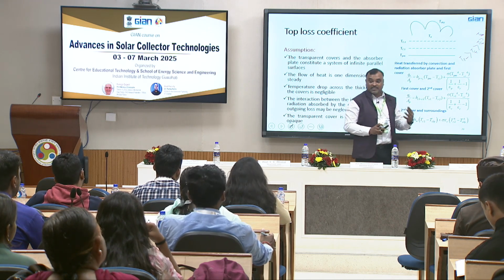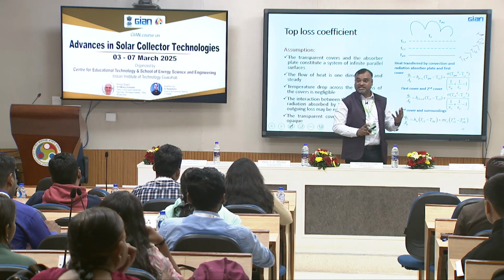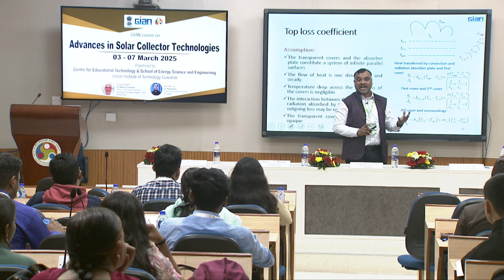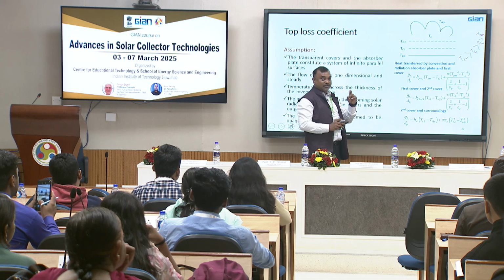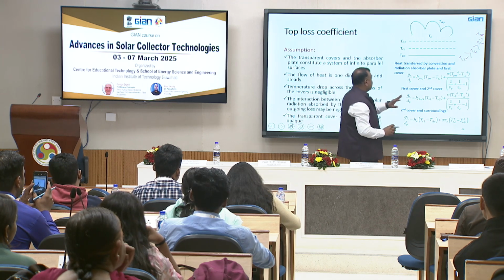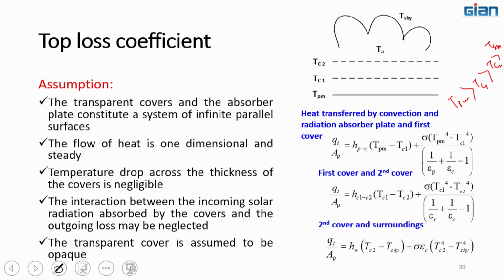So this is like T sky. That is why, when we write a very precise mathematical expression for radiation using Stefan-Boltzmann's law, we always write T sky, not the ambient temperature. Ambient temperature is for convection, not for radiation. But you must remember one strategy: TPM is always greater than TC1, which is always greater than TC2, and TC2 is always greater than T sky. This will help guide you to solve some of the important problems which I am going to study in the next tutorial section.